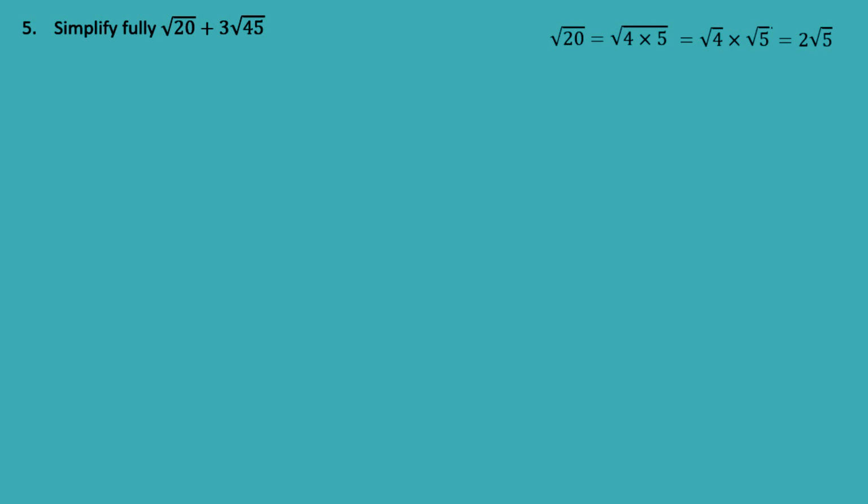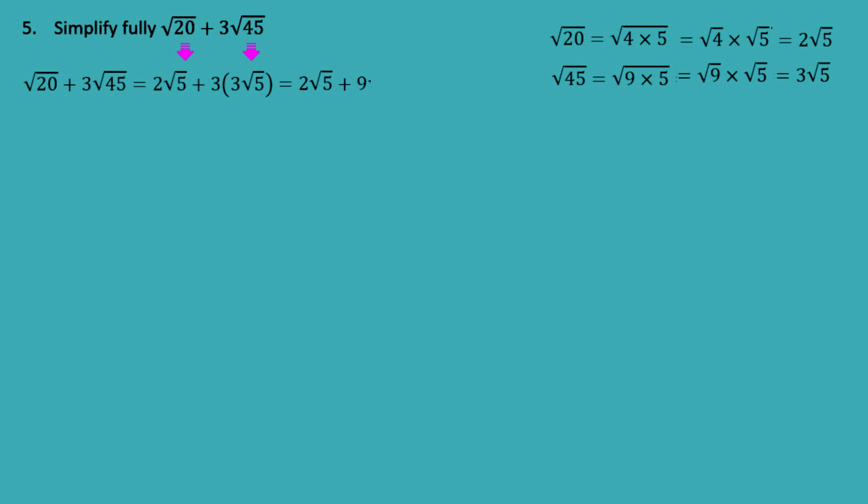The highest square factor of 45 is 9. Replace 45 by 9 times 5, and root 45 becomes the root of 9 times 5, which is root 9 times root 5. Root 9 is 3, so root 45 simplifies fully to 3 root 5. Replace root 20 with 2 root 5, and root 45 with 3 root 5 in the calculation. Multiply out the bracket, 3 times 3 gives 9, and we have 2 root 5, plus 9 root 5. The final answer is 11 root 5.